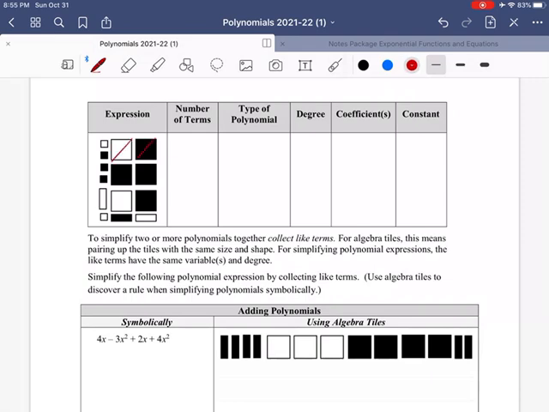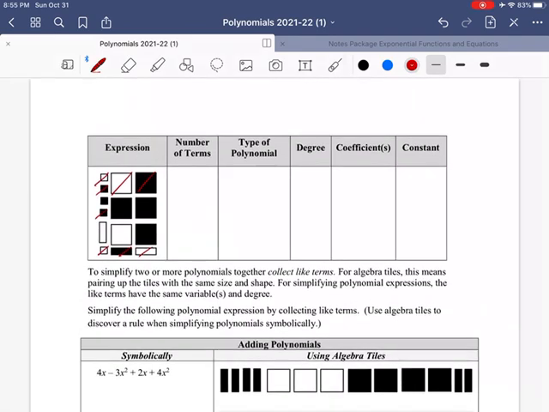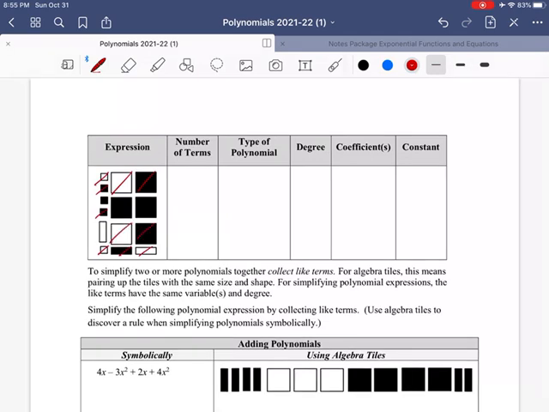So a 0 pair, a 0 pair, a 0 pair, and a 0 pair. So what we're left with is 2x squared minus x plus 1. So there are 3 terms. That means it's a trinomial. The degree is 2. The coefficients are 2 and negative 1. And the constant is positive 1.